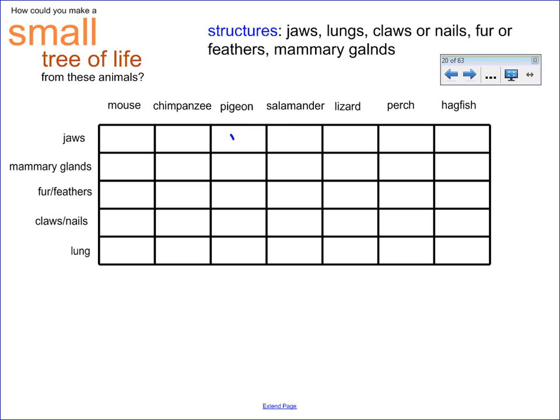For instance, a pigeon, yes, it has a jaw. No, it does not have mammary glands. It does have feathers, it does have claws or nails, and it does have lungs. The hagfish, on the other hand, does not have a jaw, it doesn't have mammary glands, fur or feathers, claws or nails, or even lungs. So it doesn't have any of the features that we've been looking at.